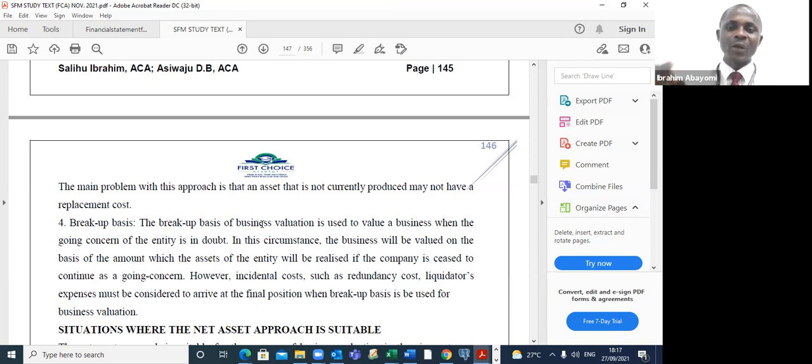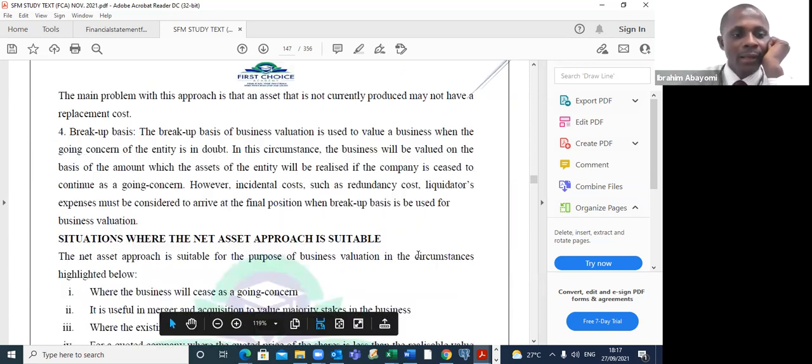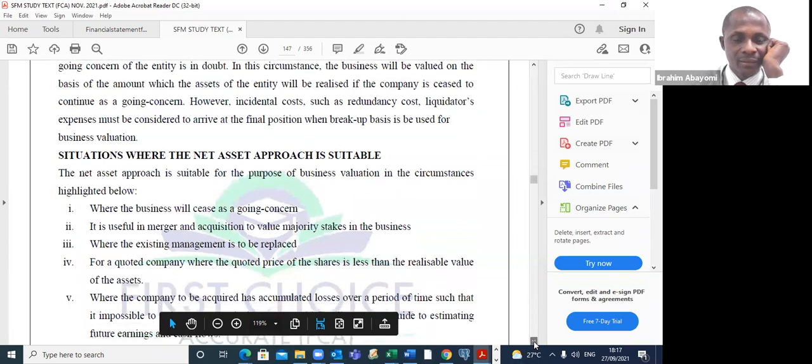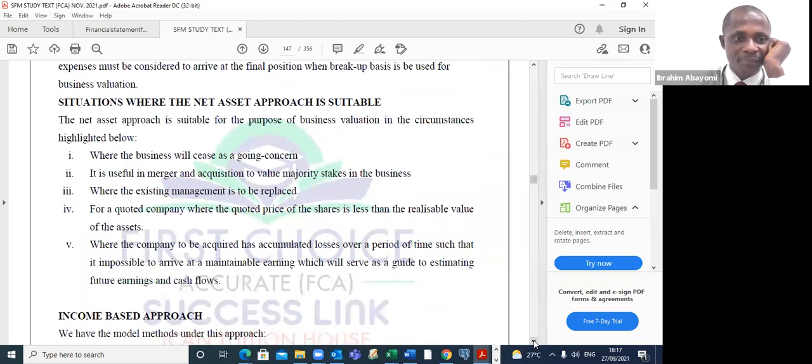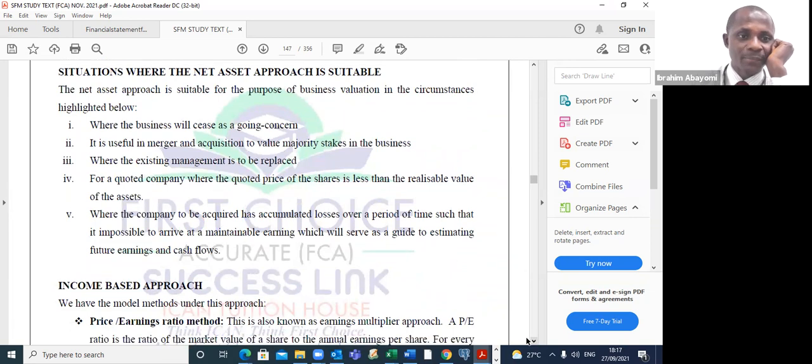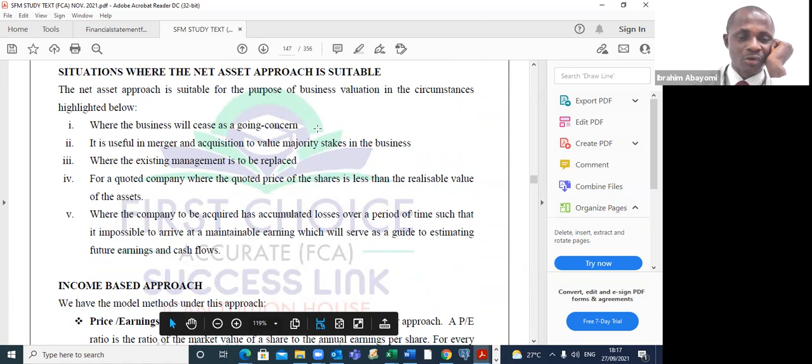So if we are selling your asset under break-up or under liquidation, the amount we are going to sell it is not going to be the current market value. You can't sell at current market value because people will not buy at that amount. These are the ways you can value your business using the asset-based approach. Now, a situation where the net asset approach is suitable is where the business will cease as a going concern.